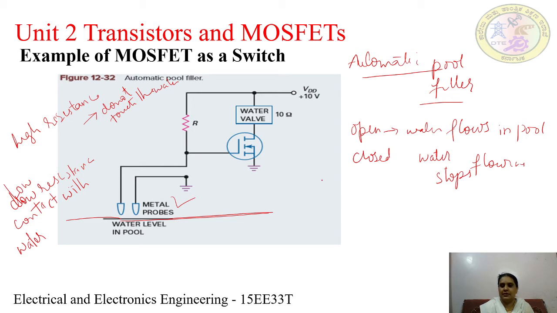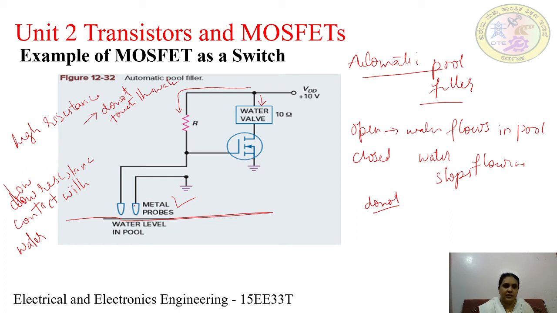Okay, so for example, let the metal probes not come in contact. If they don't come in contact, they exhibit a high resistance. So if it exhibits a high resistance, then the current which has to flow from the VDD takes two paths. One is this path and there is this path. After the current is here, we don't know if the valve is closed or open. If it flows also, we don't know whether the MOS is on or off.